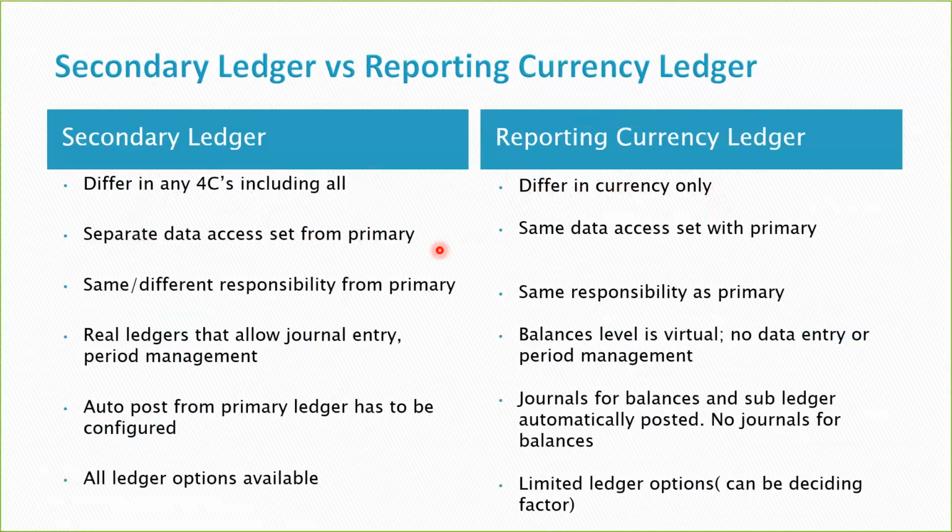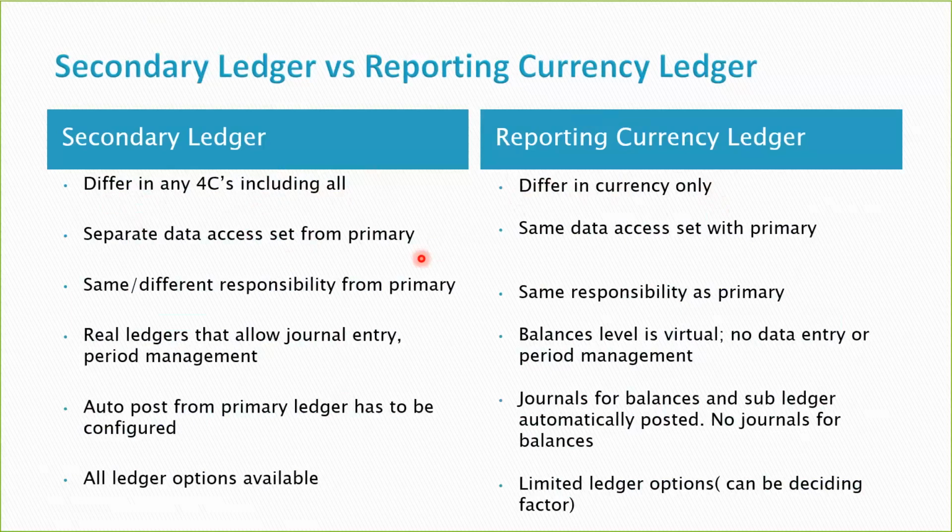That also moves us to the second point, which is that when we create a secondary ledger, a separate data access set is created, separate from the one for the primary ledger. Remember, a data access set is what allows us to view information in a ledger. So we're able to see journals or whatever else the data access set allows us to see if it is one that we have created for ourselves.